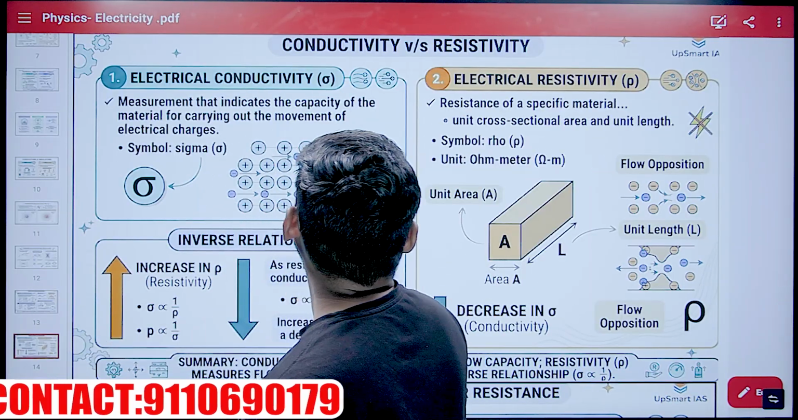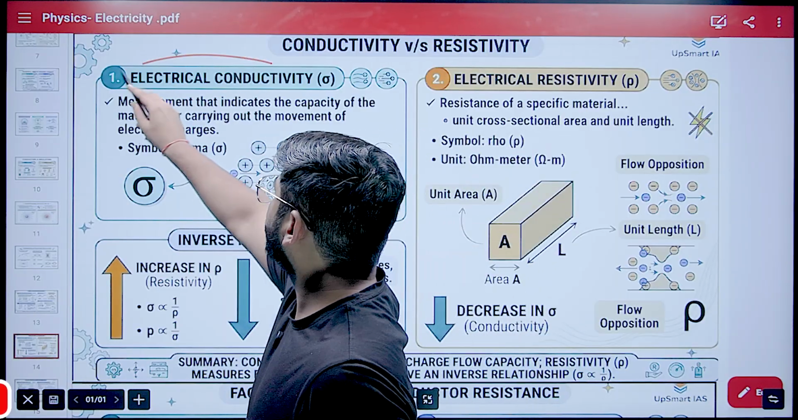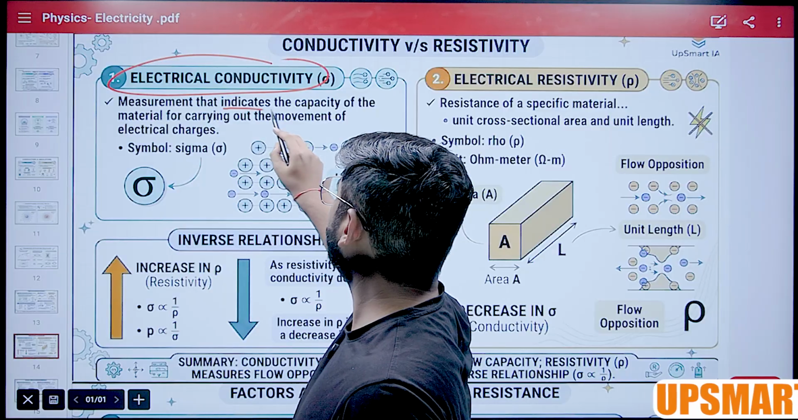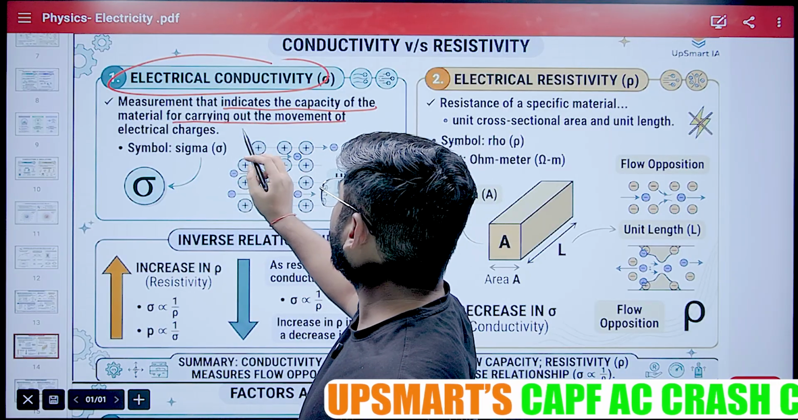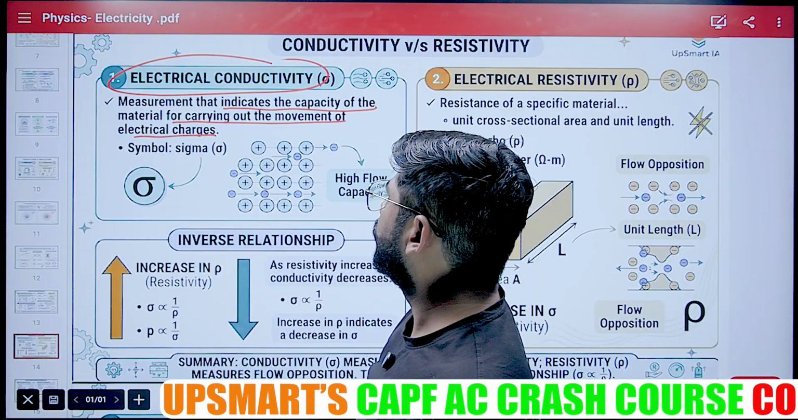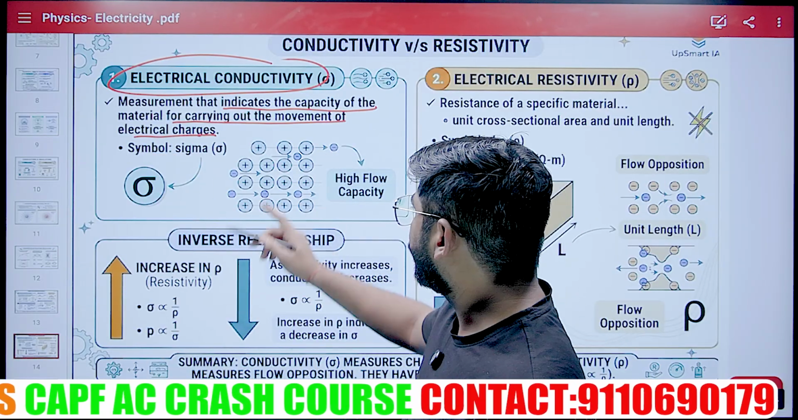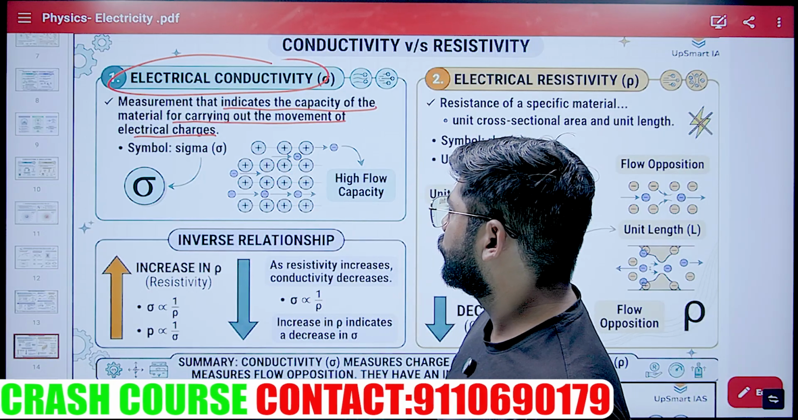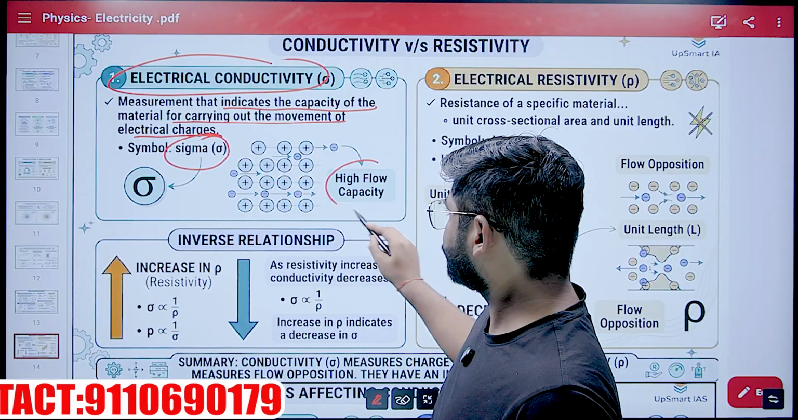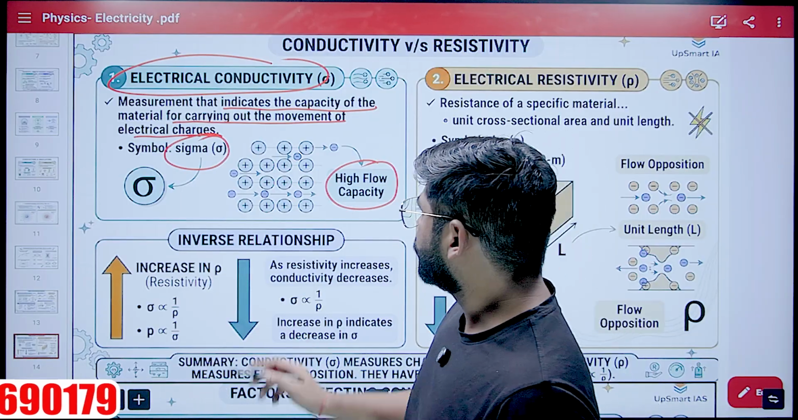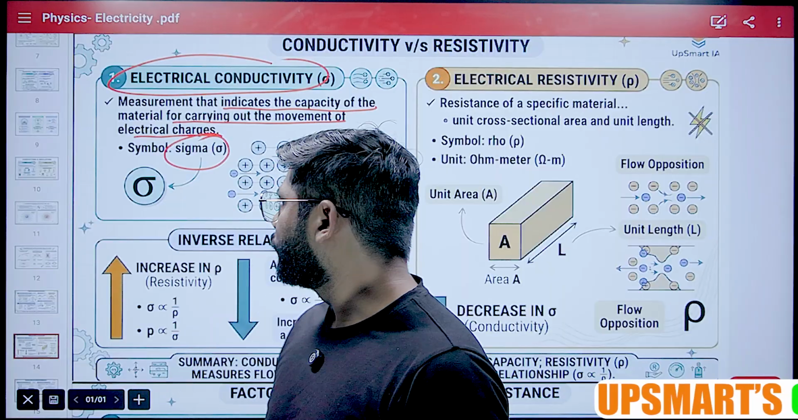The next is conductivity versus resistivity. Now what is conductivity? Electric conductivity is a measurement that indicates the capacity of a material for carrying out the movement of electric charge. It is the capacity of the material for carrying out the movement of electrical charge. We denote it as sigma. It depends on the capacity of the material, so it will facilitate the flow of current.